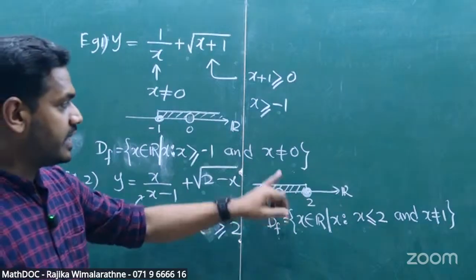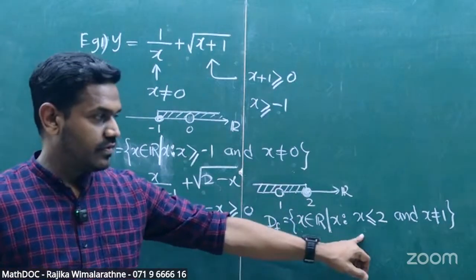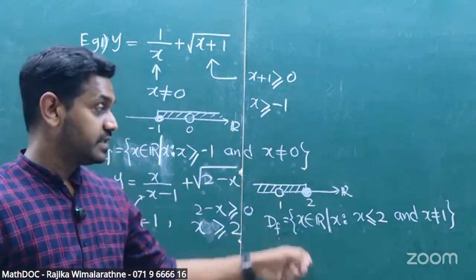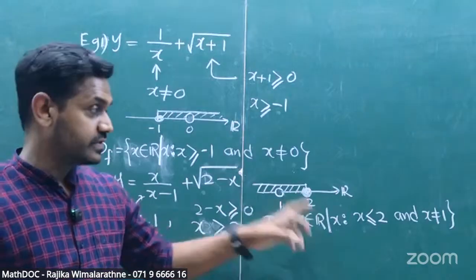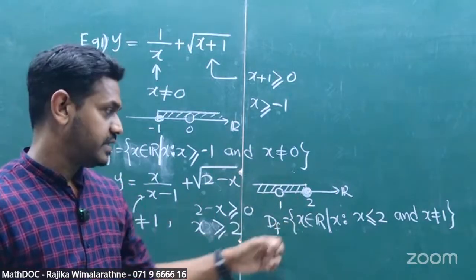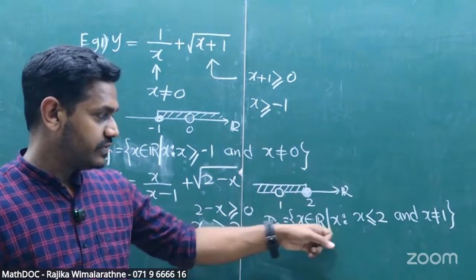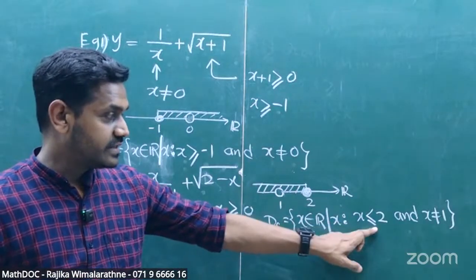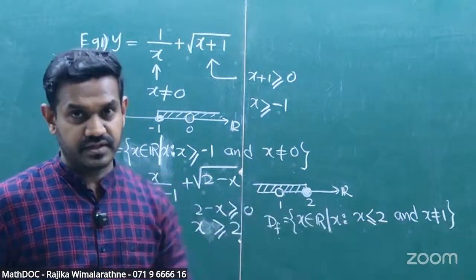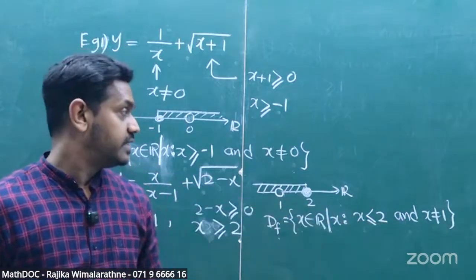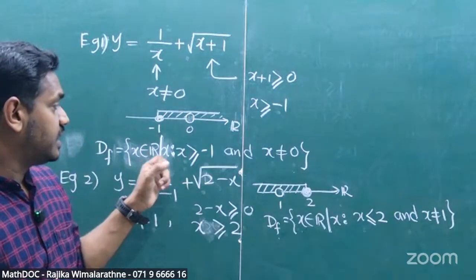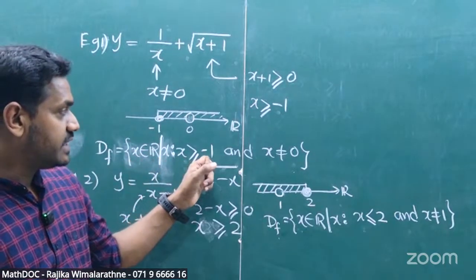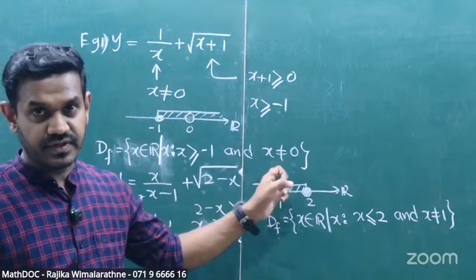Here, we write it all within curly brackets, because this is a number set. So a set we write within curly brackets. We have defined x values: x values are real values, x such that x is less than 2 and x not equal to 1. That's how we write. And for the first one, x real value, x such that x greater than minus 1 and x not equal to 0.